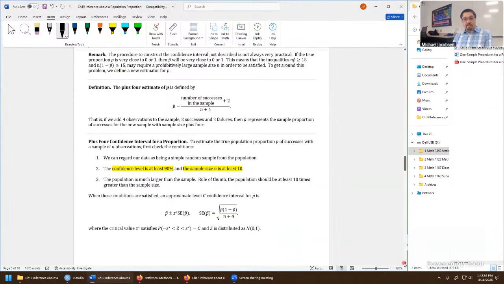This one's a little bit weird. It's hard to describe exactly what we're doing here. We're literally adding fake data to the sample in a strange way. We're only going to do this if the large sample confidence interval conditions are not met. Again, that's when P is very close to 0 or 1, putting P hat close to 0 or 1. So when that occurs, if we can't use a large sample confidence interval, here's what we're doing instead. We calculate the +4 estimate of P.